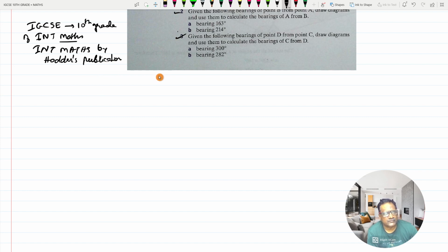Now these two questions you will see they are based on something called back bearing. Okay. Now what is back bearing? That also I will discuss in the process of solving these two questions. So let me write down the question number 2 first.